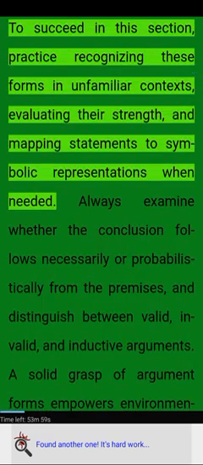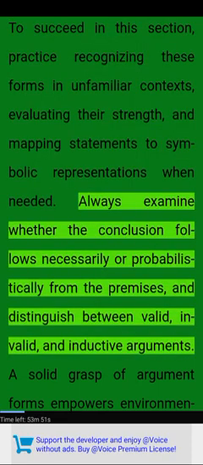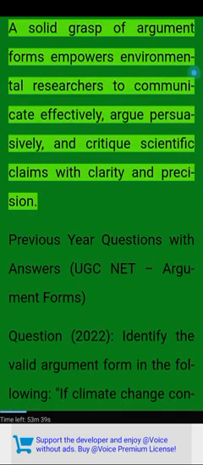To succeed in this section, practice recognizing these forms in unfamiliar contexts, evaluating their strength, and mapping statements to symbolic representations when needed. Always examine whether the conclusion follows necessarily or probabilistically from the premises, and distinguish between valid, invalid, and inductive arguments. A solid grasp of argument forms empowers environmental researchers to communicate effectively, argue persuasively, and critique scientific claims with clarity and precision.